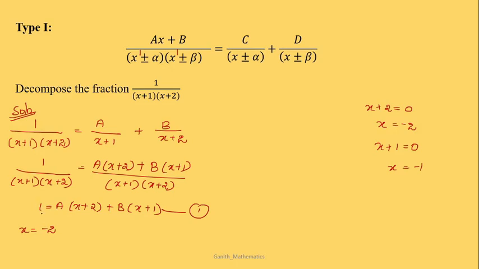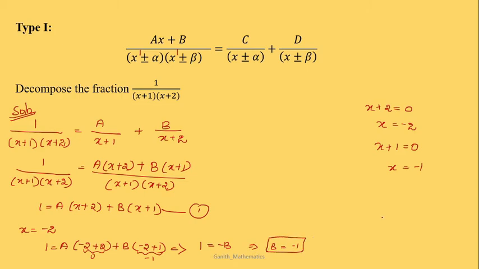The left hand side will be as it is because that is a constant. So 1 is equal to a into minus 2 plus 2 plus b into minus 2 plus 1, right? Minus 2 plus 2 will be 0. 0 into anything will be 0, right? So minus 2 plus 1 will be minus 1. Left hand side 1 as it is, and b into minus 1 will be minus b. So minus b is equal to 1, which implies that b is equal to minus 1. Okay, so now we found b.